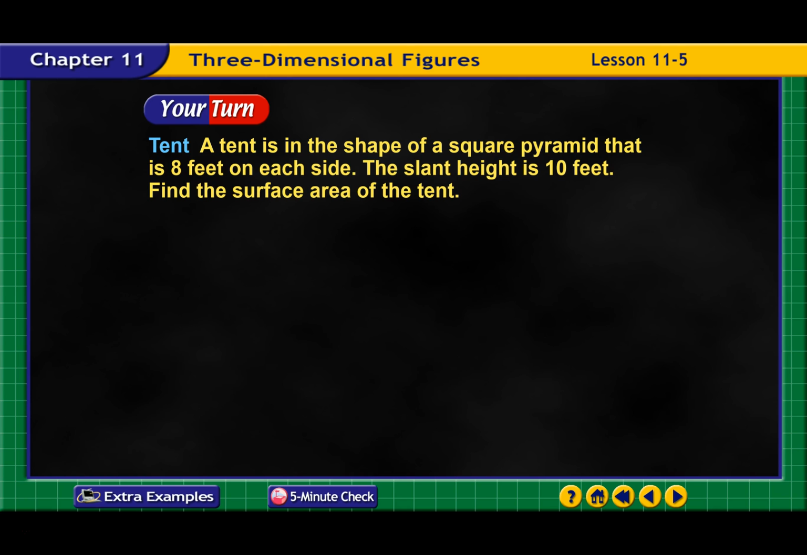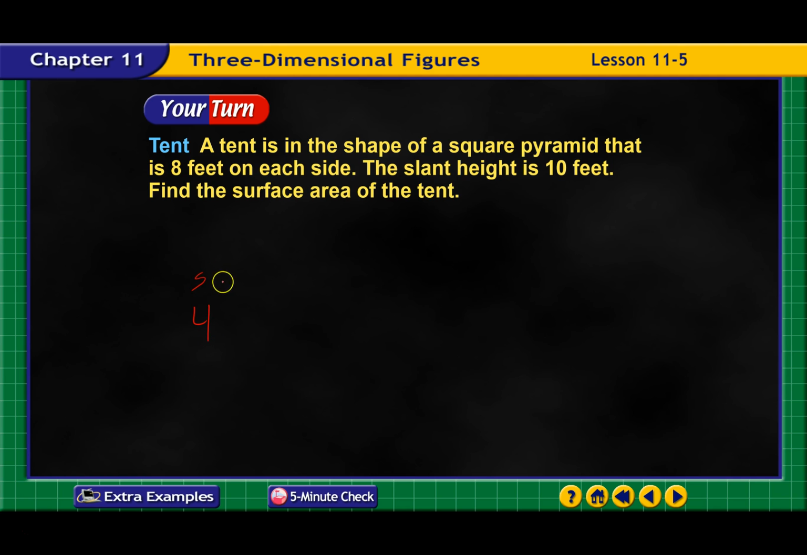All right, a tent is in the shape of a square pyramid that is 8 feet on each side, a slant height of 10. Find the surface area of the tent. Again, they only want the surface area of the tent. They don't want the base. So you're going to take the slant height, or however many sides, which is 4 sides.